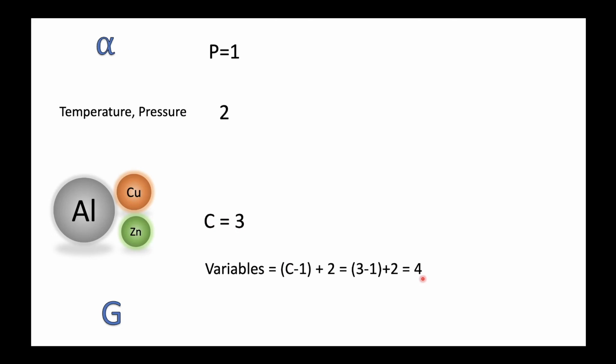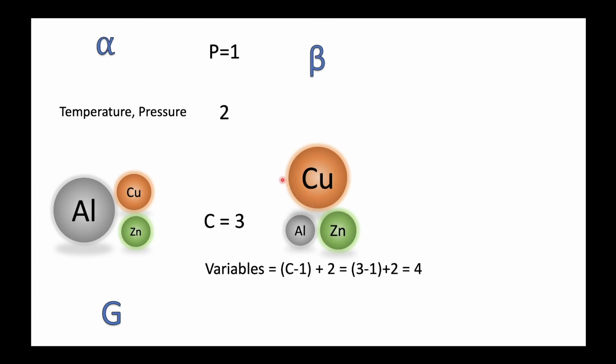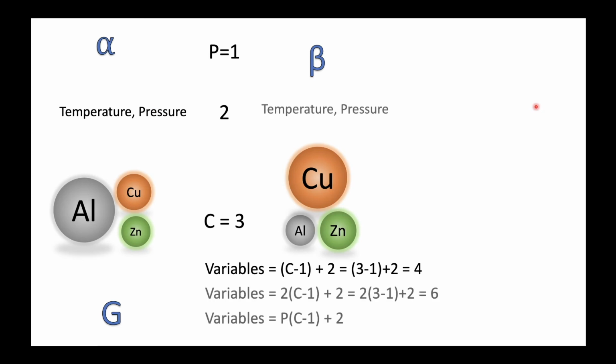Now let's say there is another phase in the system. We call that beta, and it is primarily composed of copper with some aluminum and zinc. Now for this, again, you have these two broader variables, which are temperature and pressure. But with respect to components, you have only C minus 1. So for two phases now, you have 2 times C minus 1 plus 2, that is 2 times 3 minus 1 plus 2. So a total of 6 variables for 2 phases. And let's say you had P number of phases. In that case, the number of variables would be P times C minus 1 plus 2. So we figured out how many variables we have.